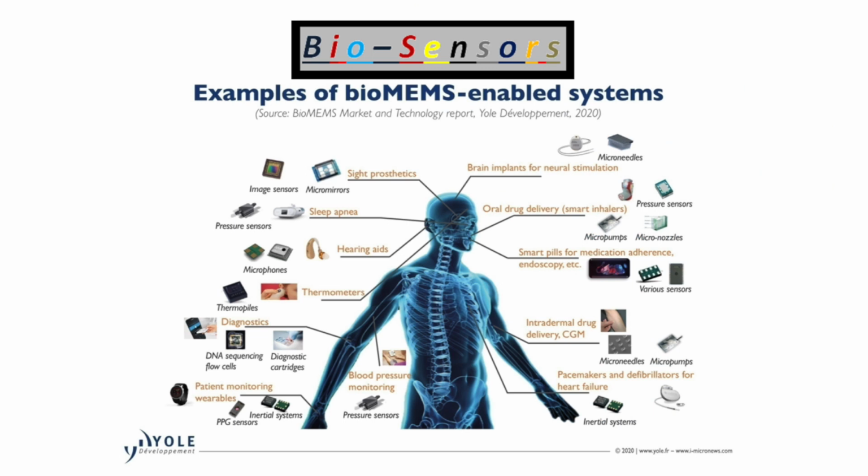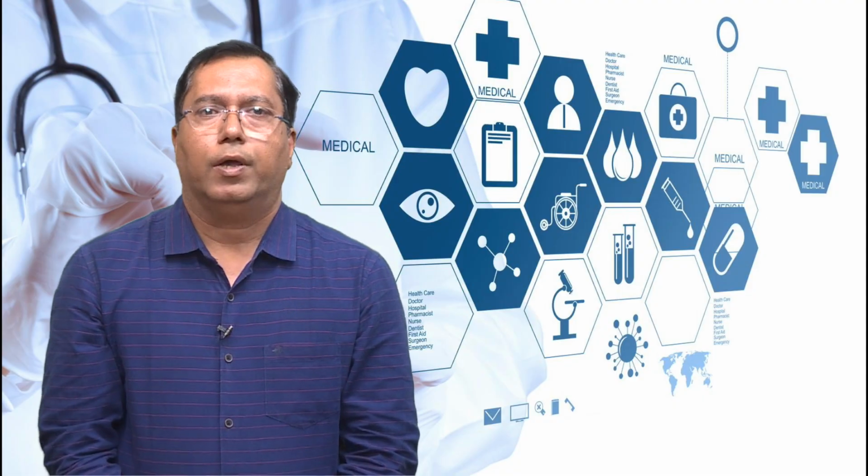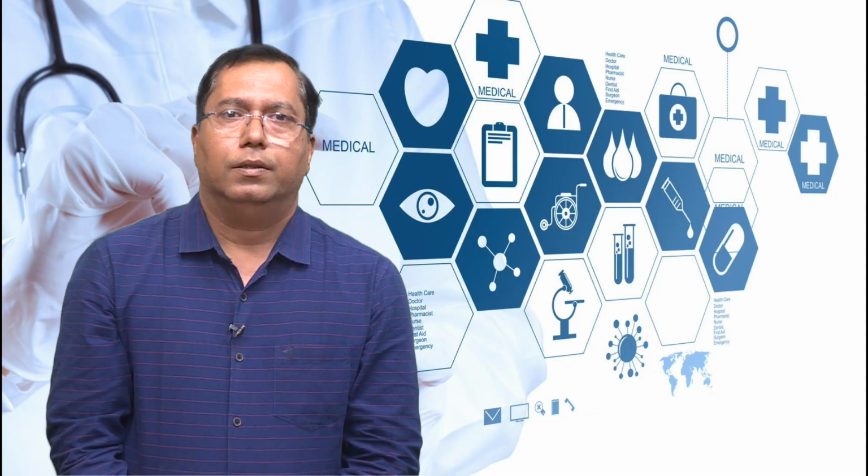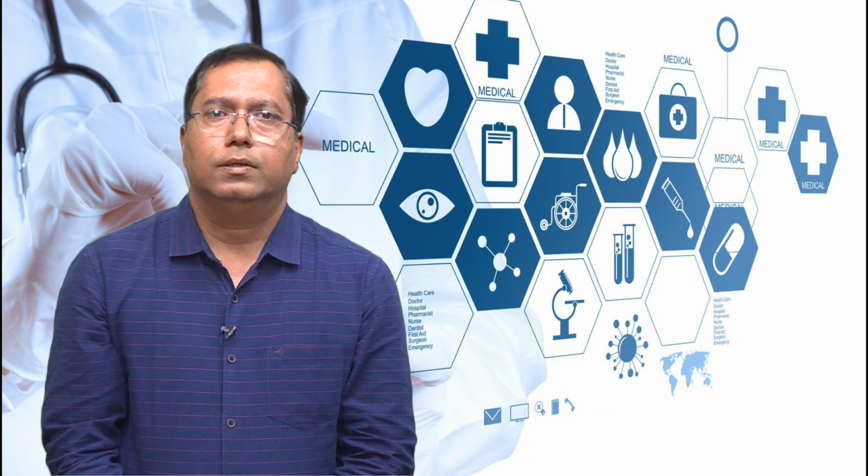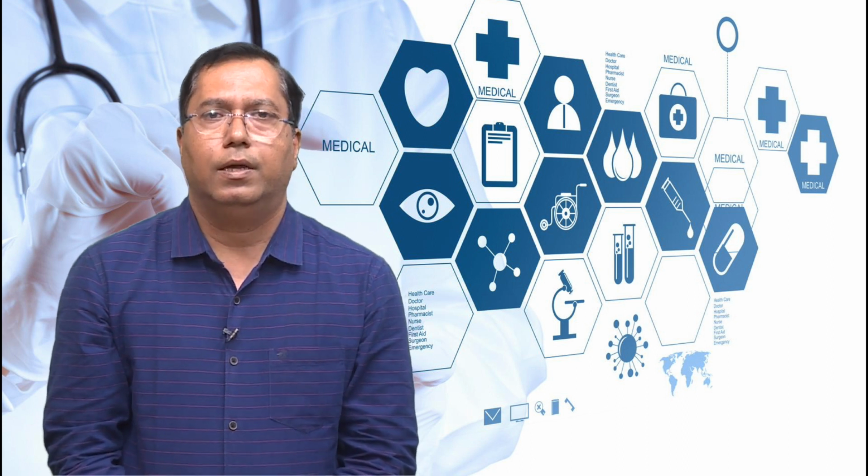So in this diagram we can see that our body normally uses many sensors. It can be a pressure sensor, an image sensor, a temperature sensor, or a pacemaker. So our body is basically associated with many biosensors. As we have seen earlier, a sensor consists of a sensing material, a sensing layer.